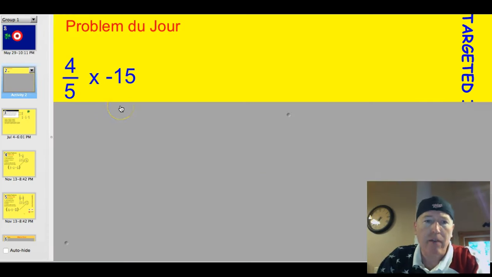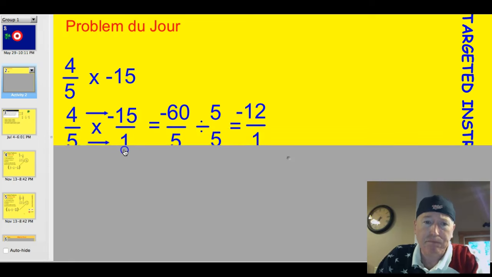All right, we have the fraction 4/5 times a negative 15. Well, I could guess negative 15 because 4/5 is almost a whole, so it's going to be a little bit less than a negative 15, but that's not the problem. We actually have to solve this. So let's break this down.